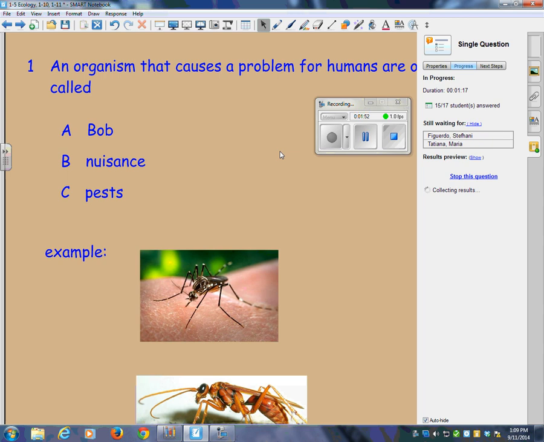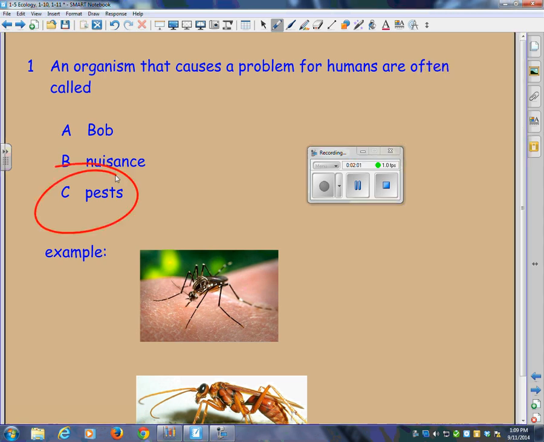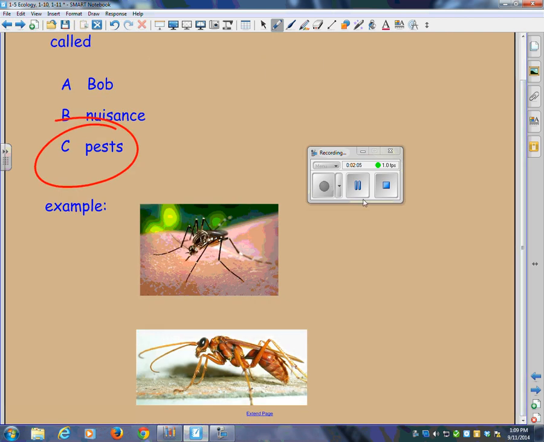You are now. Correct answer is C. An organism that causes a problem for humans is called, not a nuisance, but a pest. And I've got a couple examples here. They would be what? Mosquitoes. I think that's a wasp or a hornet, right?